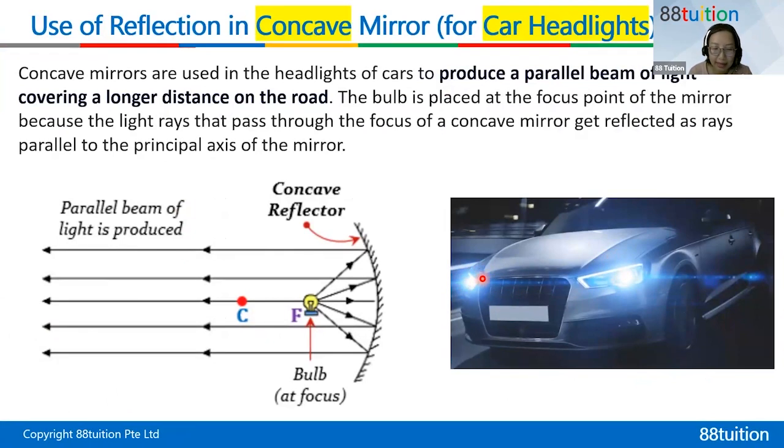So the front headlights use a concave mirror. This is the concave mirror. Think of the concave as the inside of a spoon. If you are holding a spoon, everybody look at me. I'm holding a spoon right now. This is the inside of a mirror. This is the back of the mirror. So inside of a spoon, back of a spoon.